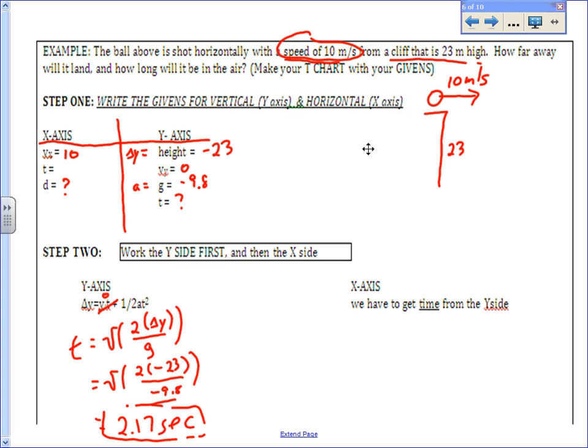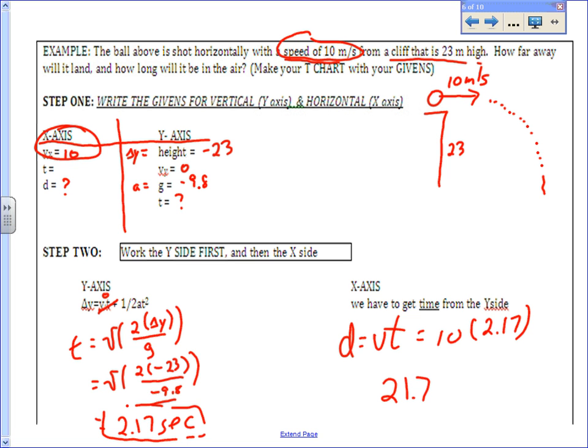And as it's in the air, it's continuing to fall forward at 10 meters per second. So to figure out how far away it will land, we're going to use d equals v times t. And that's going to be equal to our velocity of 10 times the time it's in the air, 2.17. And that's going to give us that it will land 21.7 meters away from our cliff edge. So it will actually land over here 21.7 meters away. And we'll do some activities that show this, and amazingly enough, it comes out fairly accurate. So it's a real good approximation of where it's going to land.